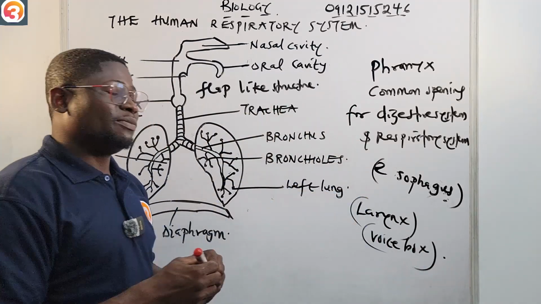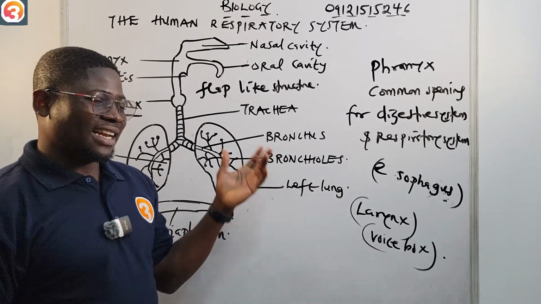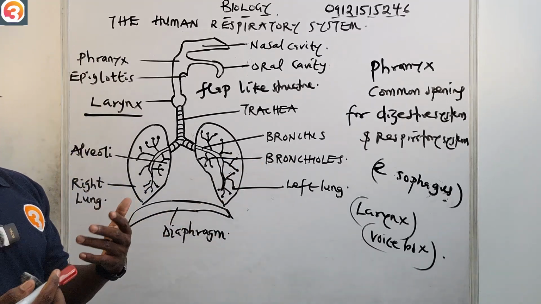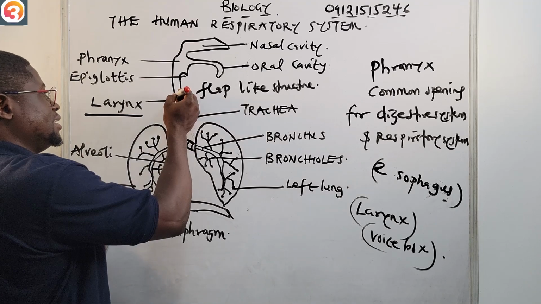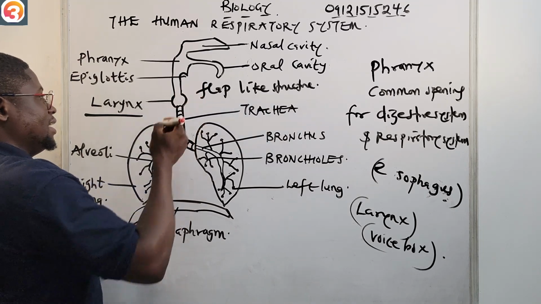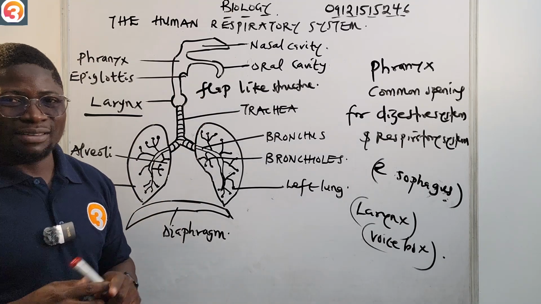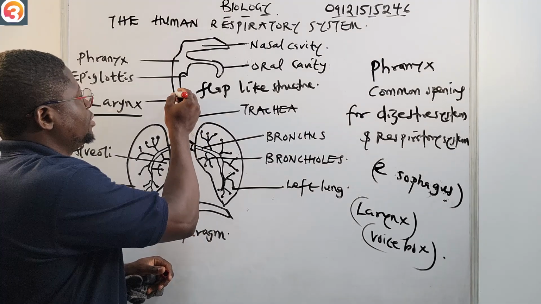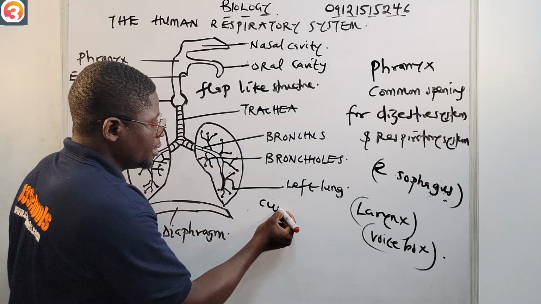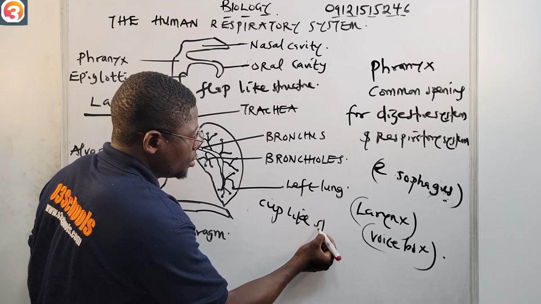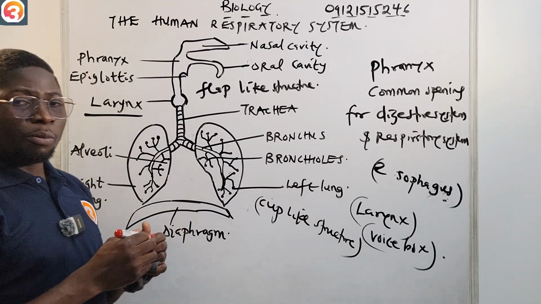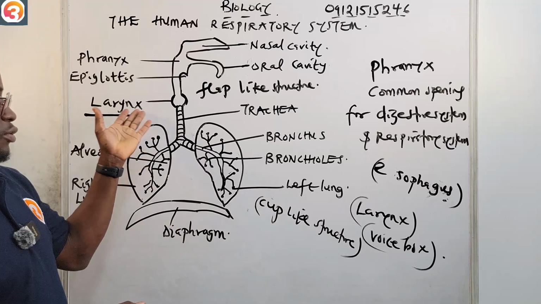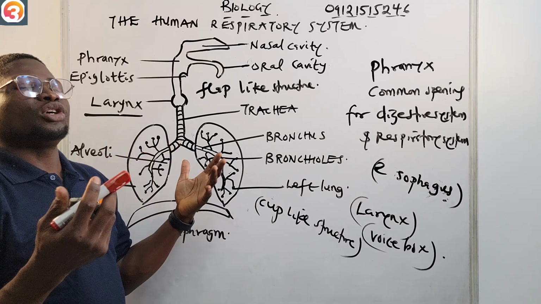This is what enables us to speak. Without the larynx, you cannot speak. It's what produces sound. So that is the larynx, the voice box, as you can see it here. As you can see, it's a cup-like structure. So the larynx is what produces sound, and that's what enables us to speak.